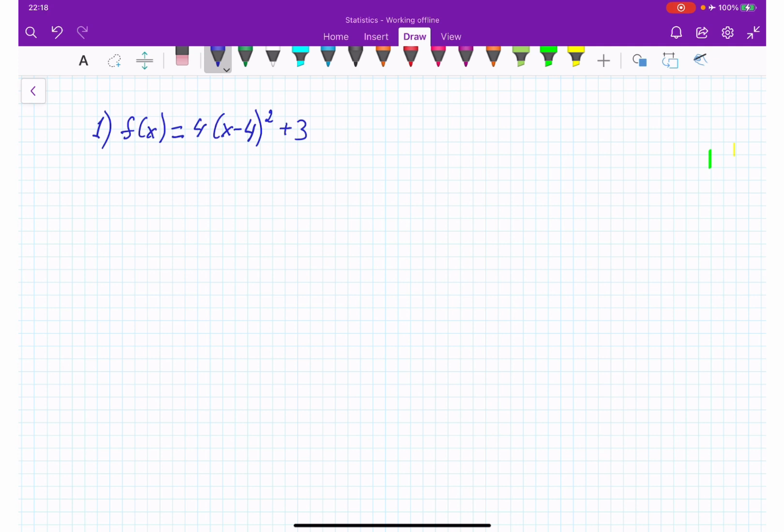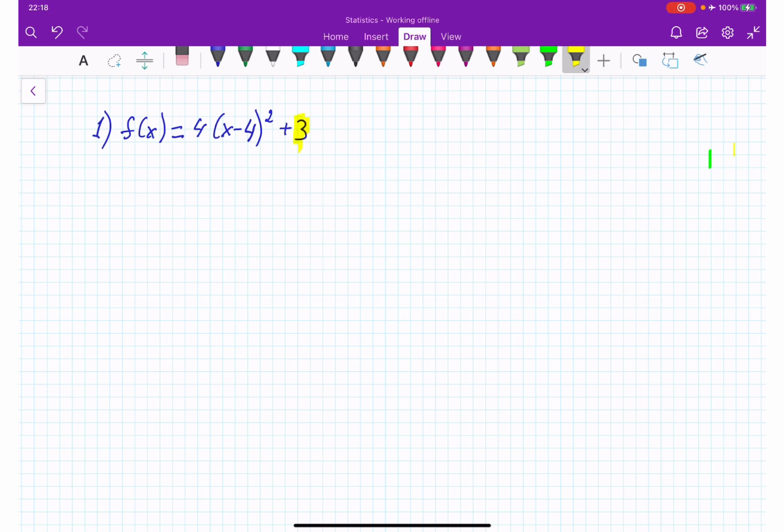What we need to do, we need to find the coordinate of the vertex for the parabola of this quadratic equation. So for the vertex, we are going to take the shift of the y and the shift of the x. What is the shift of the y? It's plus 3.